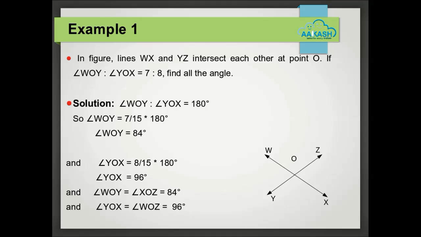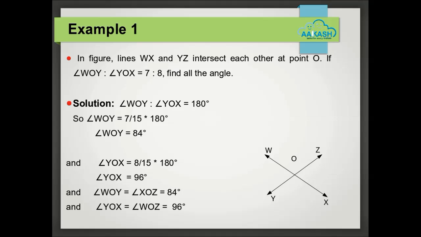Example 1. In the figure, lines WX and YZ intersect each other at point O. If angle WOY is to angle YOX as 7:8, find all the angles. Solution. Angle WOY plus angle YOX is equal to 180 degrees.